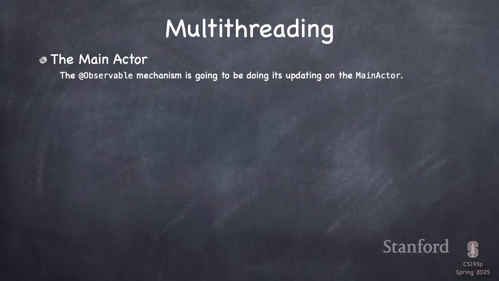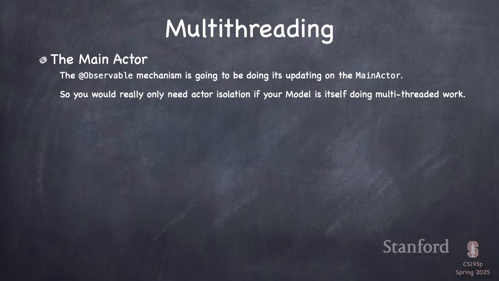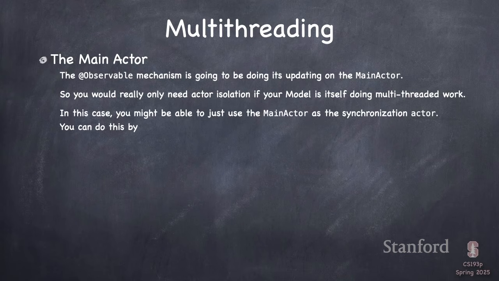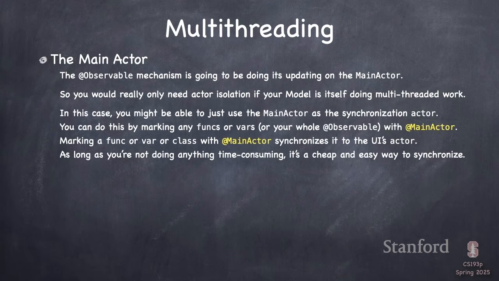That means you really only have to think about actors or actor isolation in your model if you're doing multi-threaded things. Like if your model is getting something from the network, now you need to start thinking, how am I going to do that? I need to have a task or something that goes off and, in an asynchronous context, does an await. Now, normally, a great way to do this is just to put your @Observable thing onto the main actor.